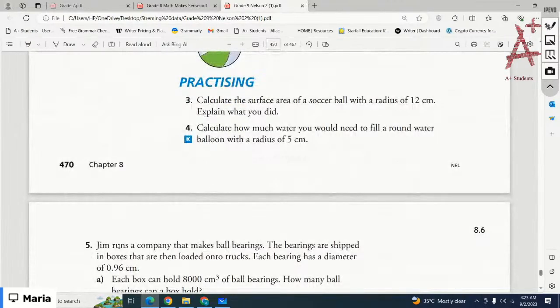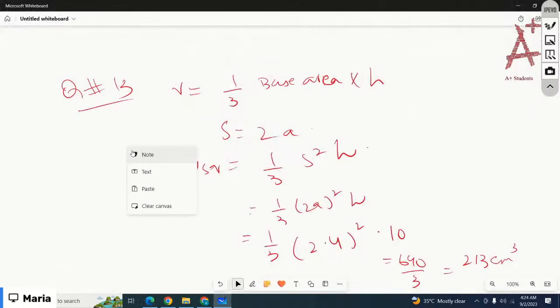Question number 3 is calculate the surface area of a soccer ball with a radius of 12 centimeter. Explain what you did. Okay, so you have to calculate the surface area of the ball. The radius you are given is 12 centimeter. So let's just start with question number 3.